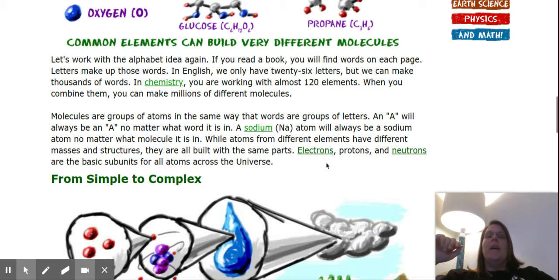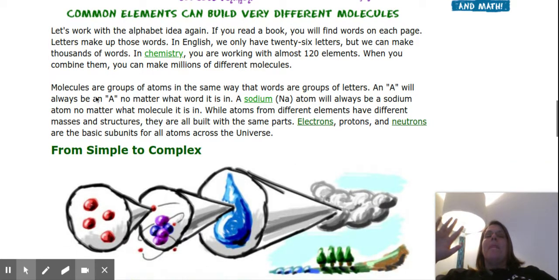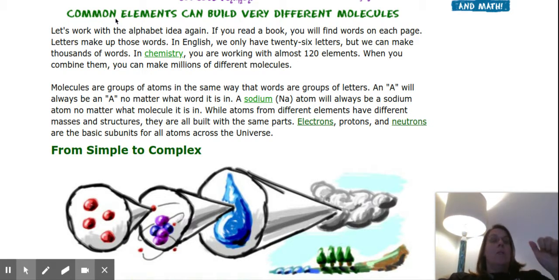Now, as we come down here, common elements can build very different molecules. So those 3 elements we talked about, carbon, hydrogen, and oxygen, make all of those different things. So it makes water, it makes propane, it makes like the peroxide that you put, you have your little brown bottle in your kitchen or in your bathroom, all that stuff. So as you're looking at it, they only have those 3 elements in it, but they make ridiculously different things based on how they're put together. So like I said, we'll work on that this week.